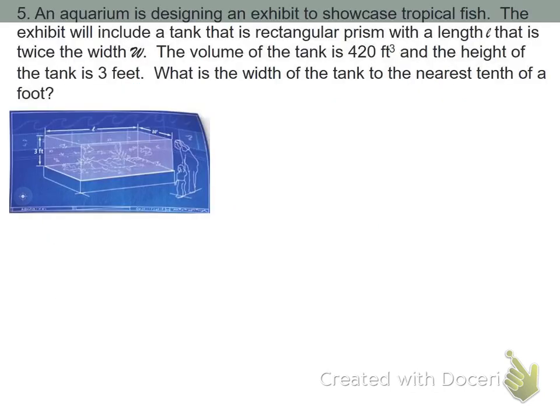All right. Good. Quick story problem with you, and then you can get going on the homework. Right? So an aquarium is designing an exhibit to showcase tropical fish. The exhibit will include a tank that has a rectangular prism, and the length is twice the width. Now, it gives us some important values here. The volume of the tank is 420 cubic feet, and the height of the tank is 3 feet. So our question, what is the width of the tank to the nearest tenth?